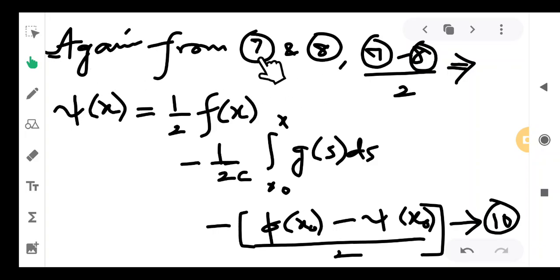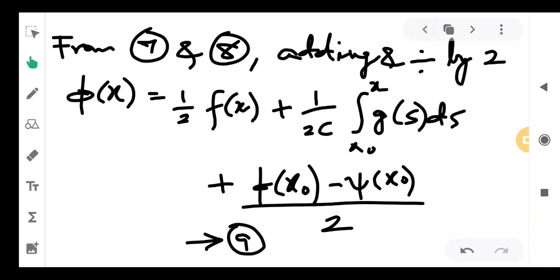Similarly, when you subtract 7 and 8 and divide by 2, you will be getting the value of psi of x. So this is the right hand side of 7, divided by 2, so it is 1 by 2, minus the right hand side of 8, so 1 by 2. That you call equation number 10. So we have now phi of x and psi of x.